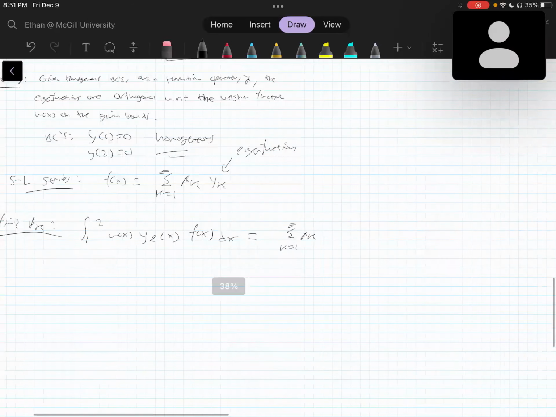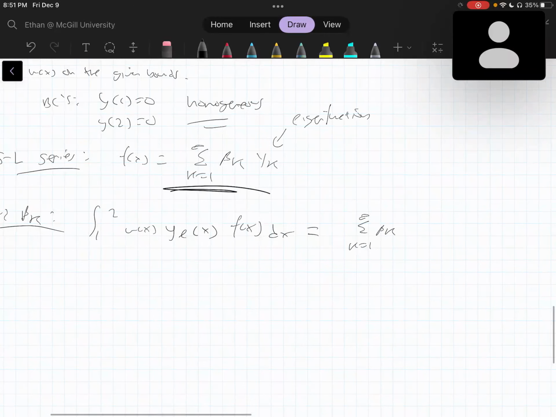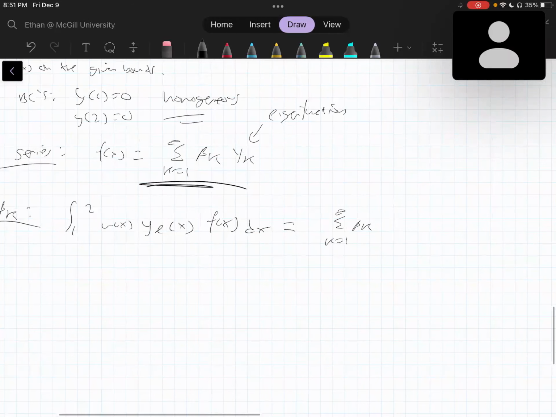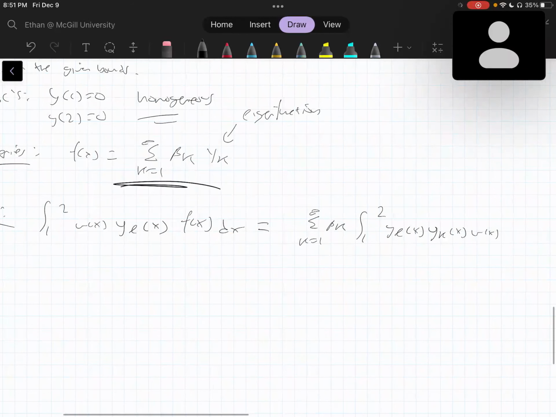Now, obviously, f of x is expressed as this sum here, so we need to also account for this y_k here. We're going to write the integral now. We're going to have y_l in the integral, we're going to have y_k in the integral from our sum, and we're going to have the weight function as well in the integral.